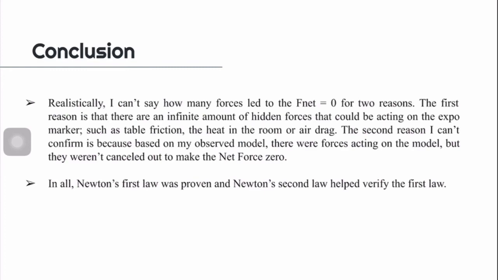It's not realistically possible to see how many forces are acting on the object to lead to net force equaling 0. There are always infinite and hidden interactions on the object, so figuring out which ones are there is really hard. Some possible forces that could be causing these results are friction from the table, the initial force from the hand pushing the expo marker, and gravity. I can confirm, based on the observed model, that forces were acting on the model, but I can't confirm how many because they weren't canceled out to make the net force 0.